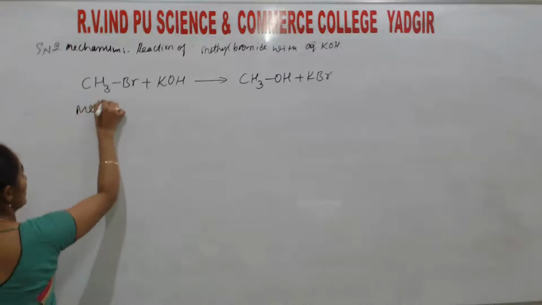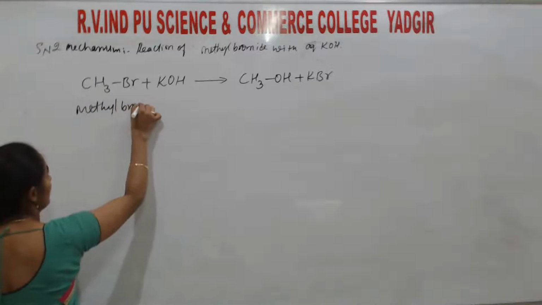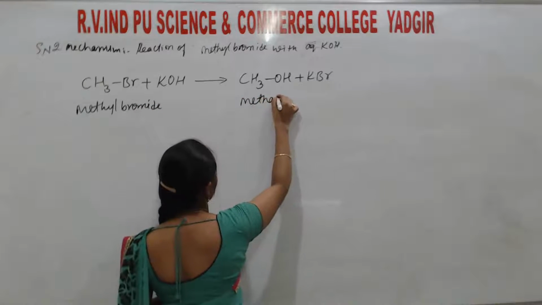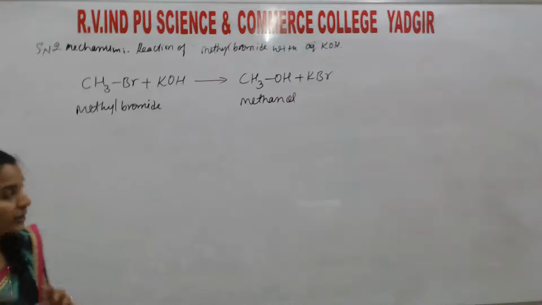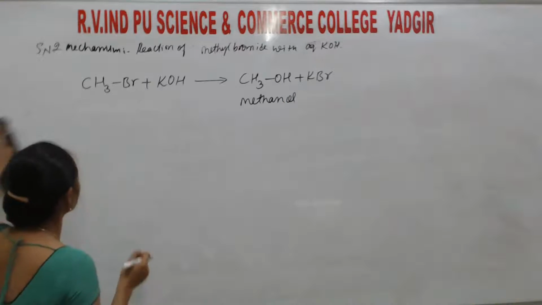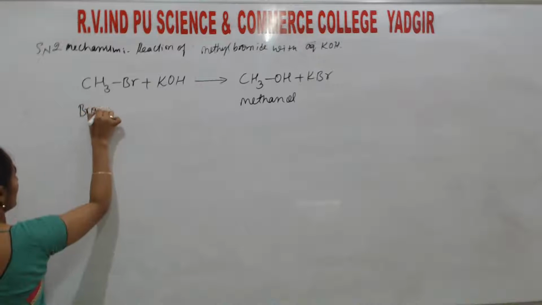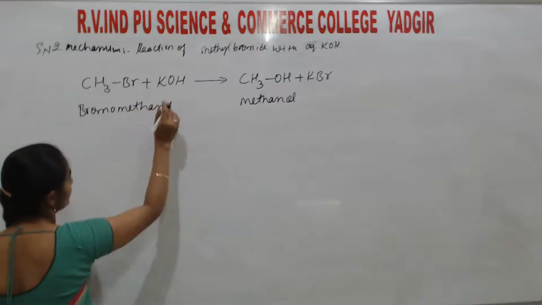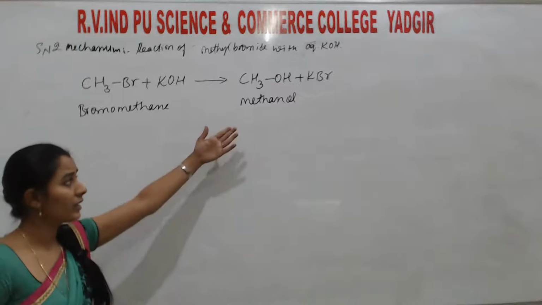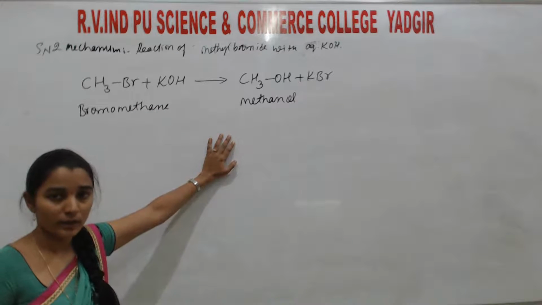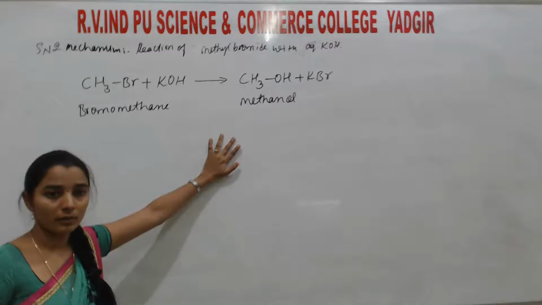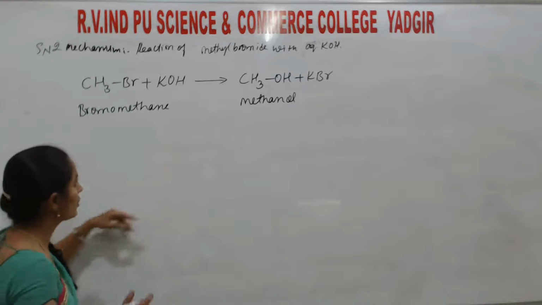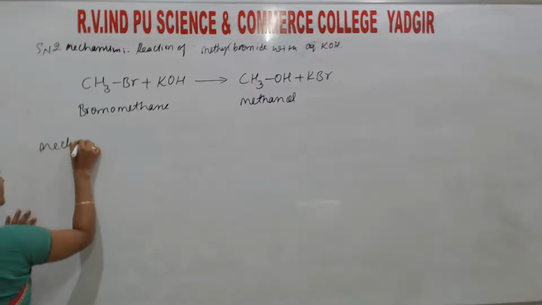So this is methyl bromide, and this one is methanol. Sorry, don't write methyl bromide here, because I try to use the IUPAC name. This is bromomethane. Both are the same. You may write methyl alcohol also. Methanol is the IUPAC name. Methyl alcohol is the common name. Methyl bromide is the common name. Bromomethane is the IUPAC name. Okay. So I will take the mechanism.